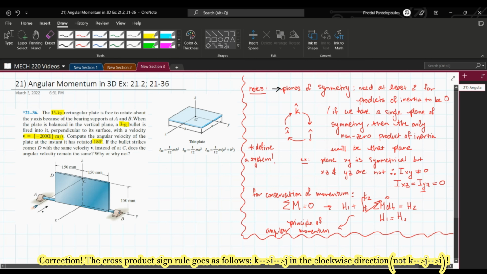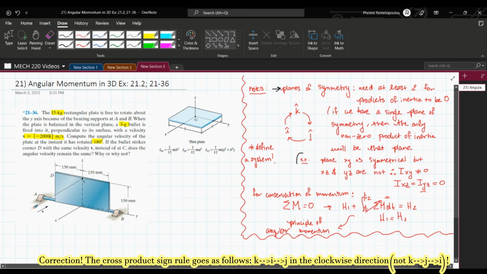Continuing on this, if we have a single plane of symmetry, then the only non-zero product of inertia will be that plane. Here is some random example that I've written that has nothing to do with the problem we're doing, just to give you an example: if plane xy is symmetrical, but xz and yz are not, then the product of inertia of xy is not zero, but the products of inertia of xz and yz are zero.